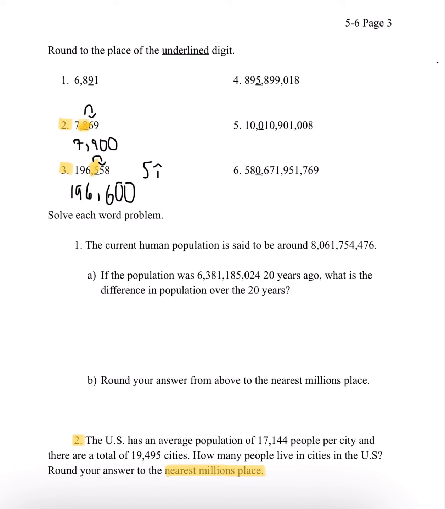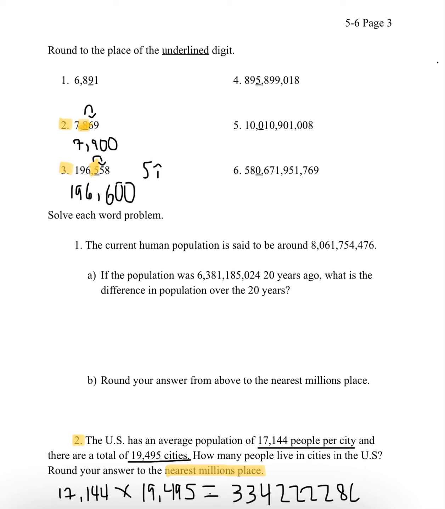So, it says 17,144 people per city. And we have a total of cities, 19,495. So in order to know how many people live in the cities of the U.S., we multiply 17,144 times 19,495. And we get a big number that I'm writing down right now. That's the answer we get.